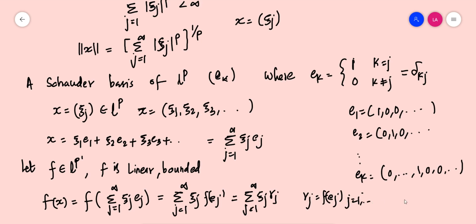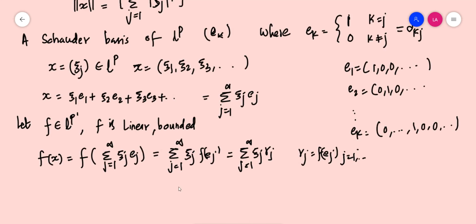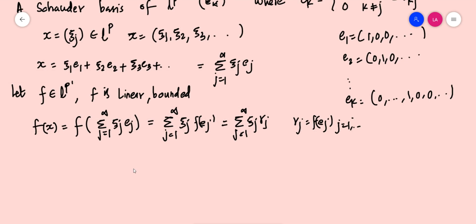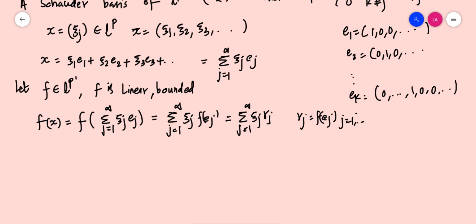J varies from 1, 2, 3, etc. up to infinity. So we can write the value of f for any x element of LP as the summation j equal to 1 to infinity theta j times gamma j, where gamma j is actually f of Ej. So this means every linear functional is uniquely characterized by the images of the linear functional at the Schauder basis elements. So this is what we have obtained.